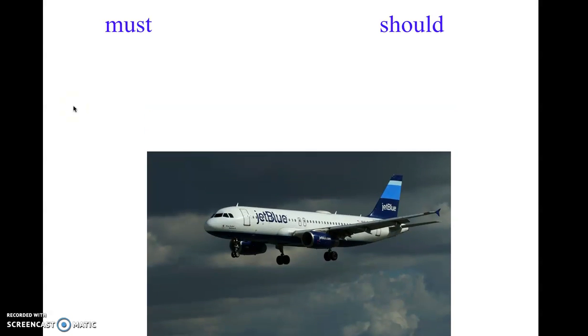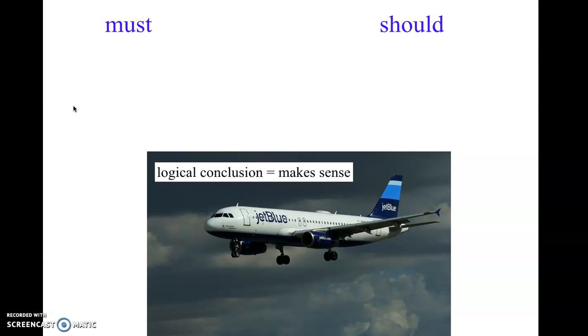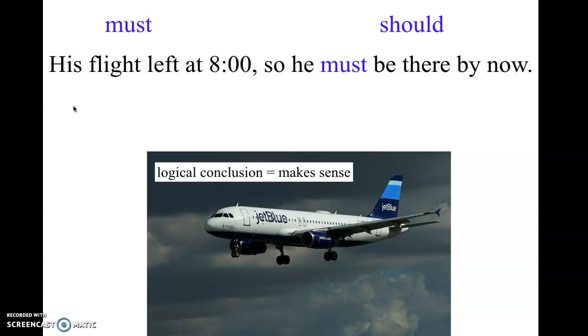All right, so we have must again and should. Here's an airplane, a JetBlue airplane. Here we are looking at logical conclusion. That means something that makes sense if we just think about it. His flight left at 8 o'clock, so he must be there by now. Okay, maybe it's 10 o'clock and the flight was only a couple hours. So we know this person must be where they were going to by now, right? Unless there was some sort of a problem.